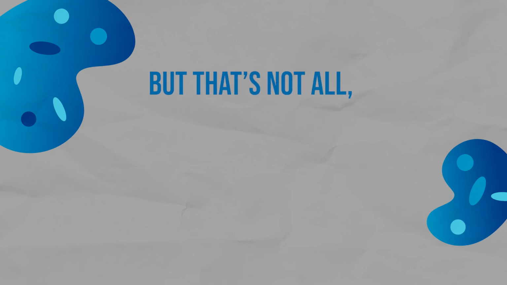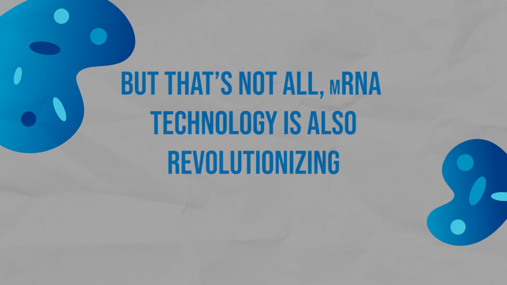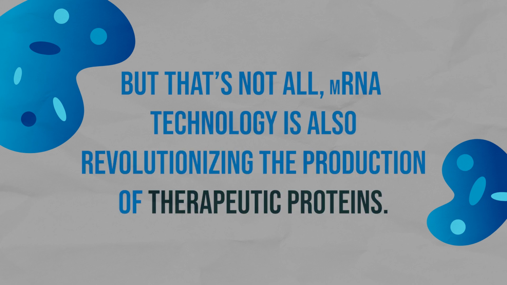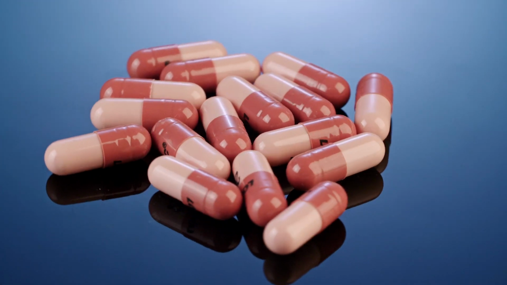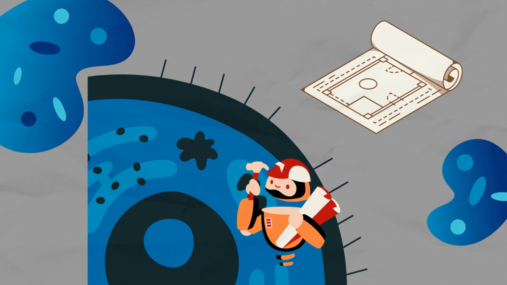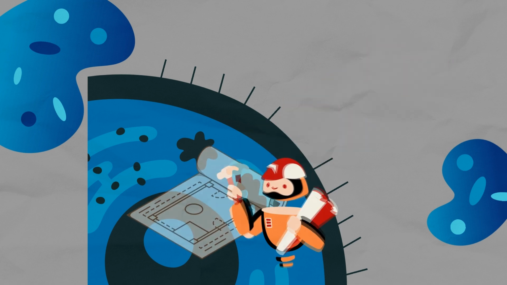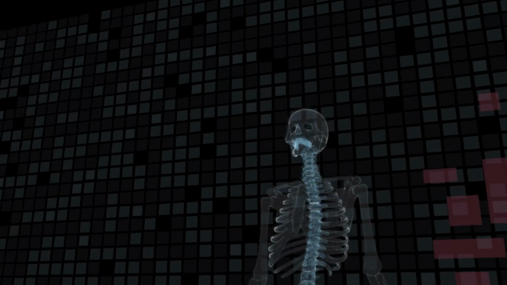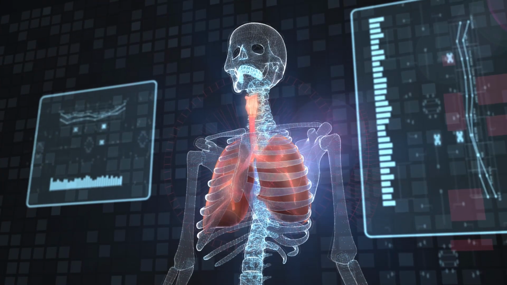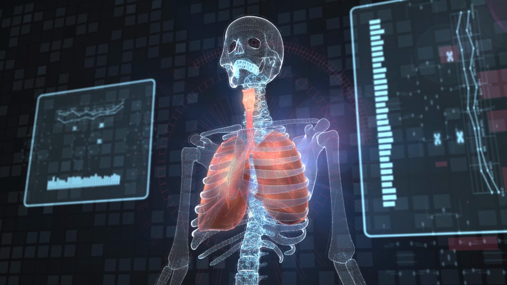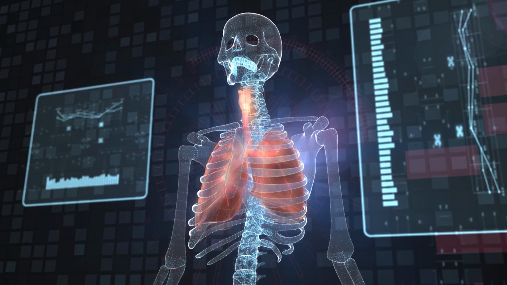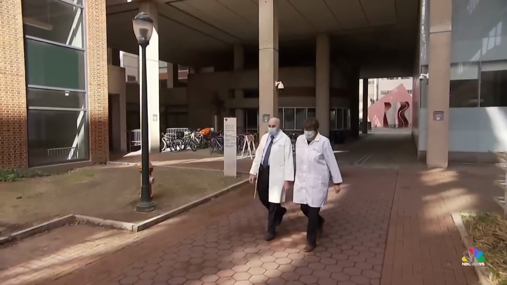But that's not all. mRNA technology is also revolutionizing the production of therapeutic proteins. Picture this. Instead of taking drugs from the drugstore synthesized in a lab, our cells get mRNA blueprints to manufacture vital proteins right where they're needed. From correcting genetic disorders like cystic fibrosis to fighting inflammatory diseases, mRNA is like a versatile molecular architect, designing solutions from within.